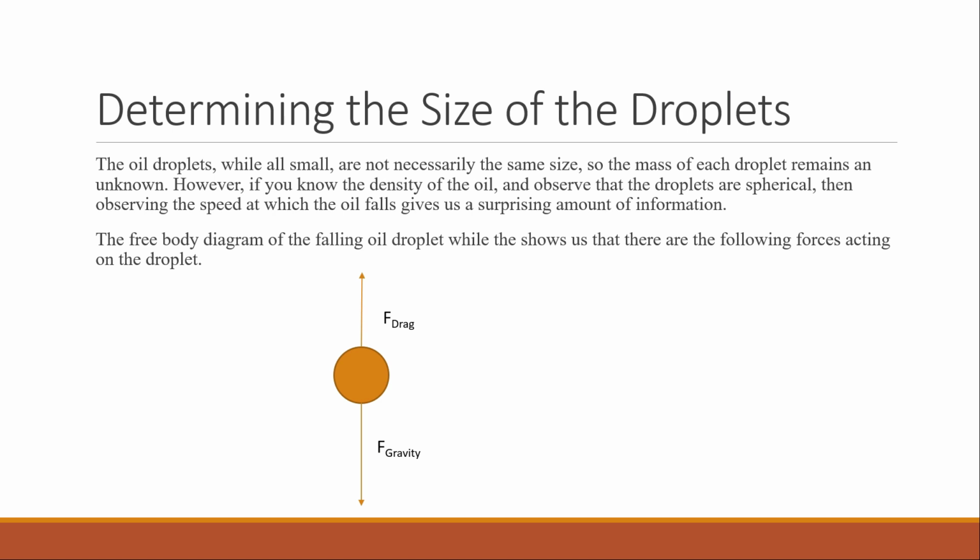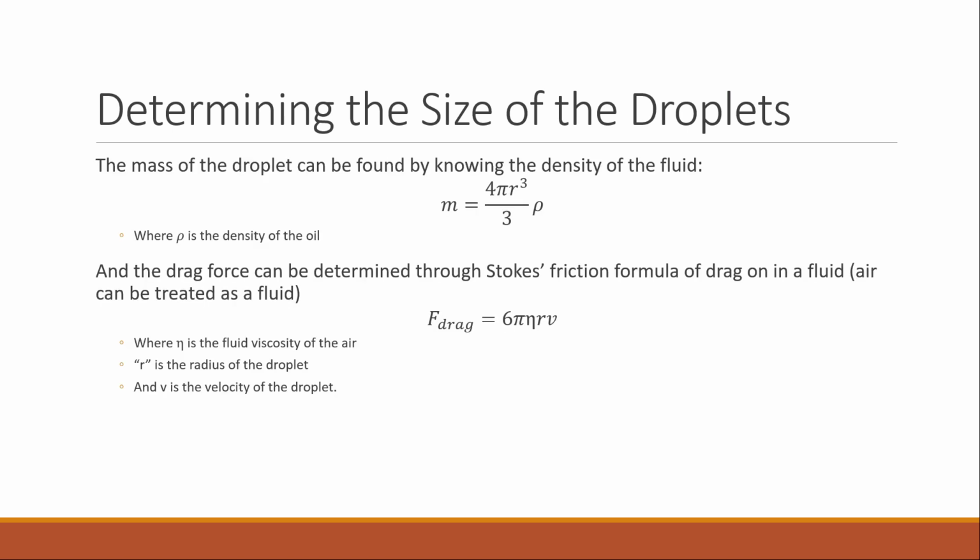If this droplet is falling, and say we have not turned on our charged plates, this is its free body diagram. Gravity is pulling it down, and then there's some drag that's pulling it up, that's resisting the fall. Now, we use our mass formula, m is 4 pi r cubed over 3 times the density, and we have the drag force, which is determined through Stokes' friction formula.